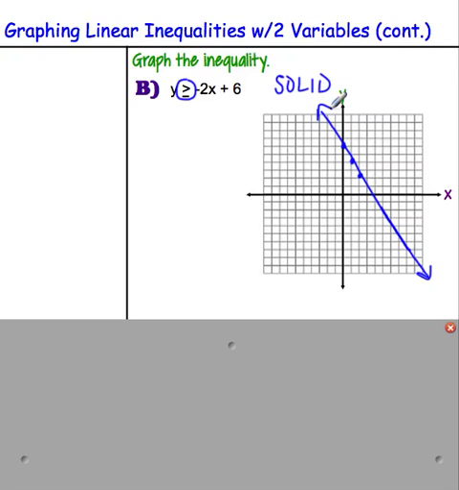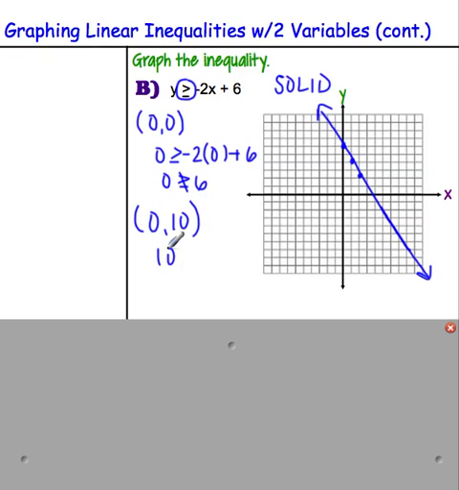Now I need to test 2 points. I'm going to use 0, 0 and 0, 10 again because they're on either side of the line. So if I use 0, 0, I get 0 is greater than or equal to negative 2 times 0 plus 6. So that means that 0 should be greater than or equal to 6, which is not true. So let's double check 0, 10 to make sure we did it right. We should get 10 is greater than or equal to 6, which is true.